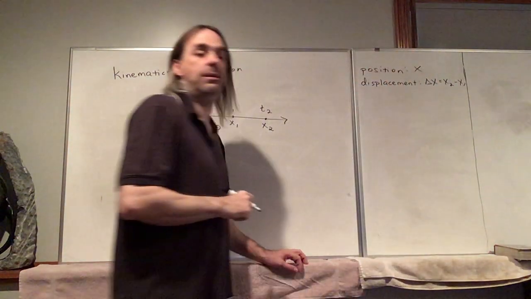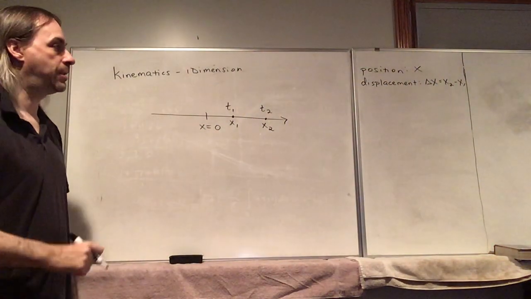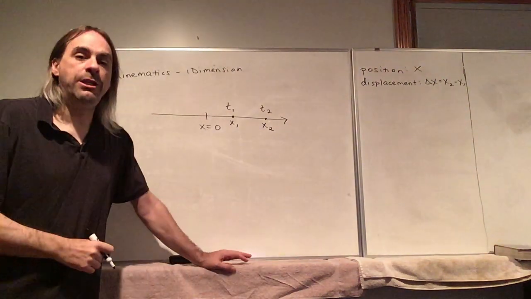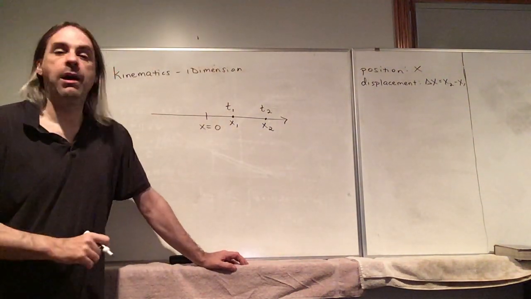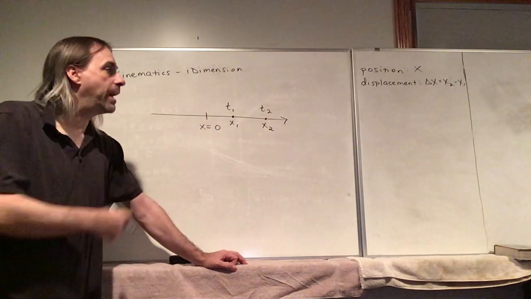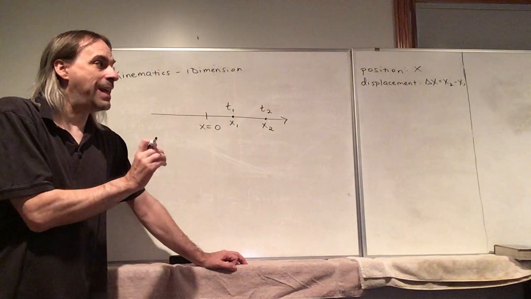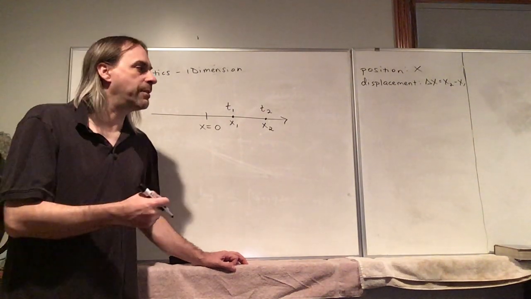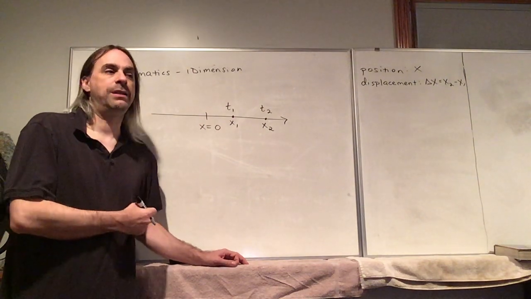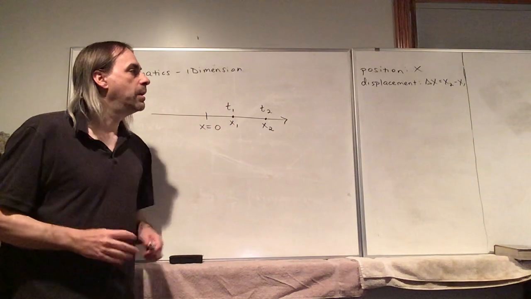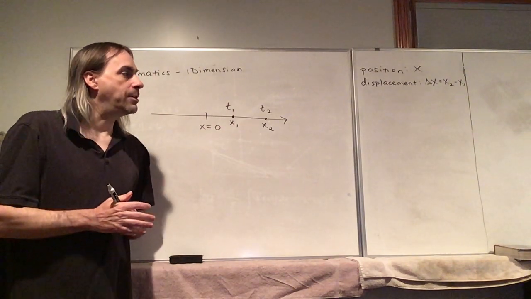So displacement, we use the symbol delta x. Delta is a symbol we frequently use for change. It's that Greek letter, basically just a triangle. It just means change. So the change in x. And we define it as x2 minus x1. Typically, delta means the final value minus the initial value. There are some exceptions to that, but that's usually the case.